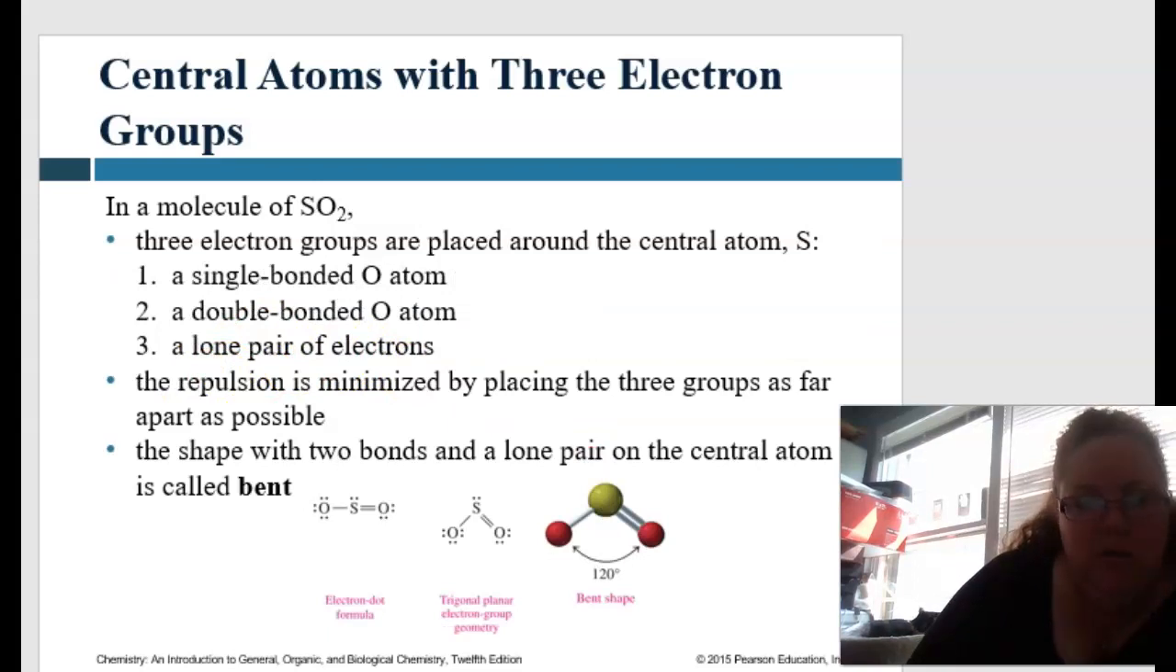In a molecule of SO2, the 3 electron groups are placed around that central atom, which is the sulfur, and it is a single bonded O atom, a double bonded O atom, and also a lone pair of electrons. The repulsion is minimized by placing the 3 groups as far apart as possible. And the shape with the 2 bonds and a lone pair on the central atom is called bent conformation.